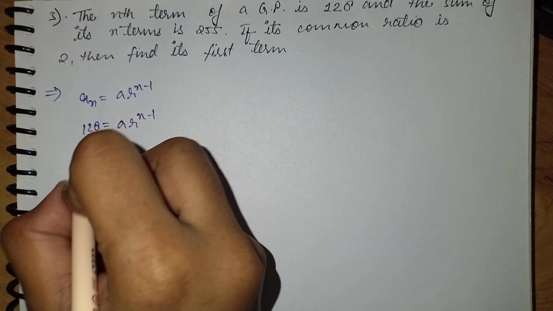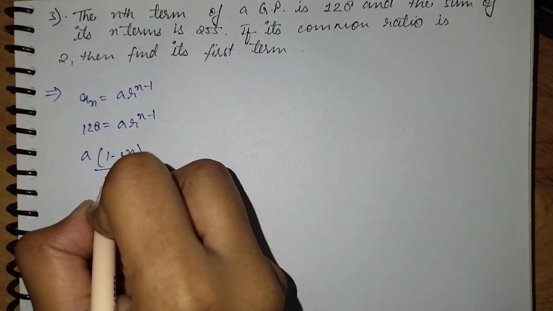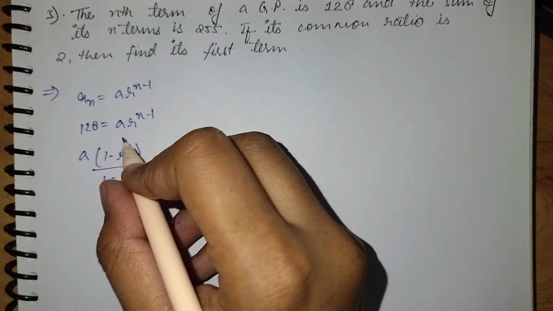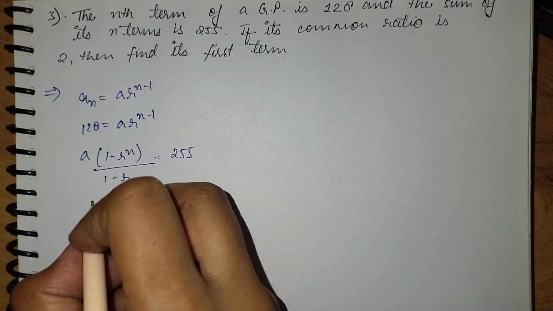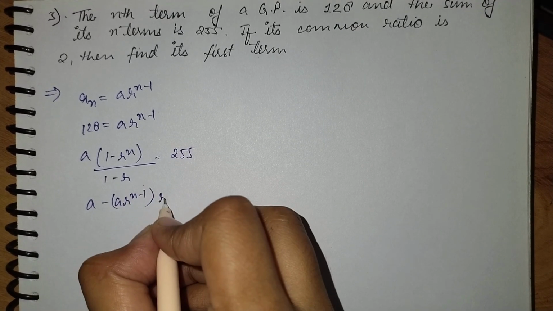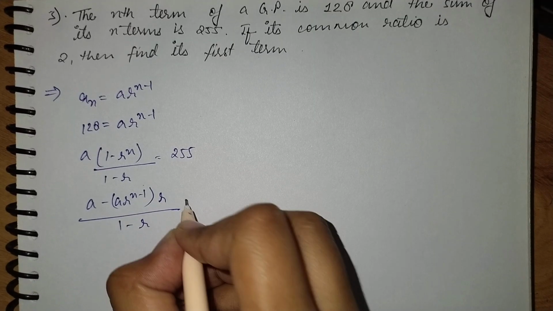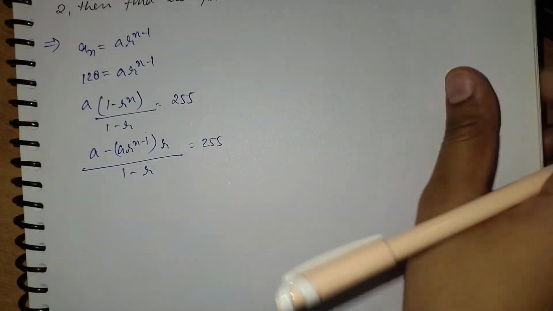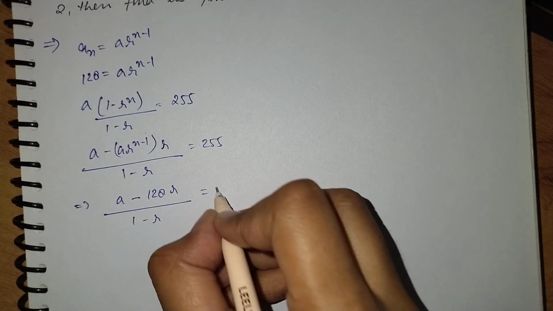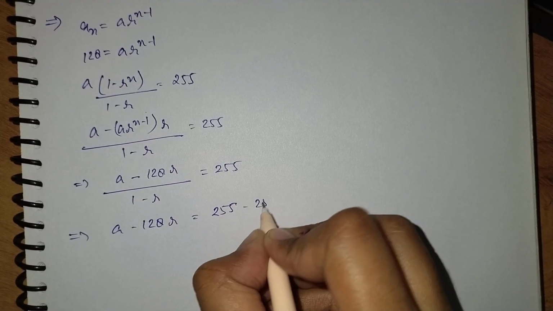If we write the sum, that will become a(1 - r^n)/(1 - r) equal to 255. Putting the values here, ar^(n-1) we know, so that will become (a - ar^(n-1) multiplied by r)/(1 - r) equal to 255. We can put the value of ar^(n-1) as 128: (a - 128r)/(1 - r) equal to 255. Multiplying this side, same thing, a - 128r equal to 255 - 255r.